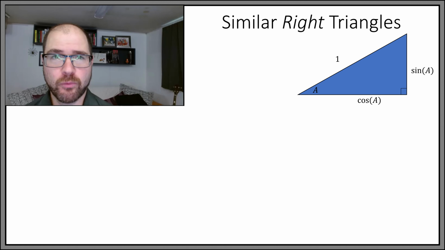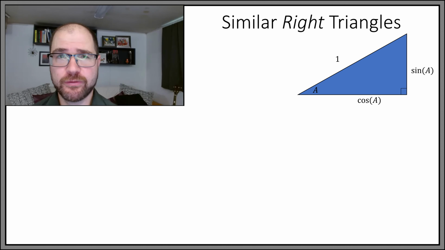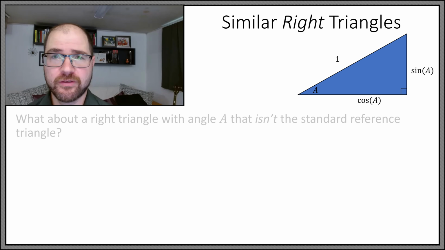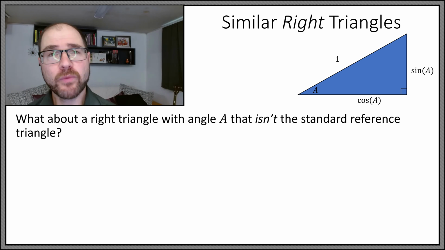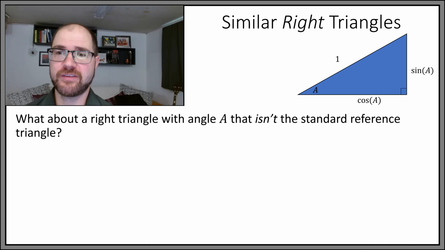So here we have our reference right triangle. The hypotenuse is of length 1. The left angle is A. By definition, then, the height is sine A and the width is cos A. Well, what if we have a right triangle that has angle A, but it isn't this standard reference one?